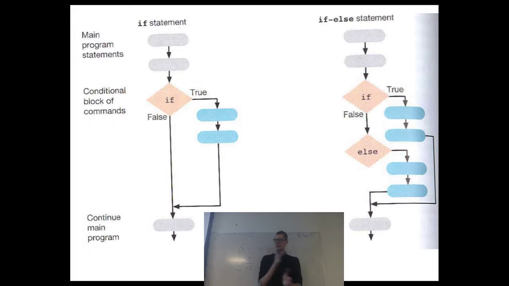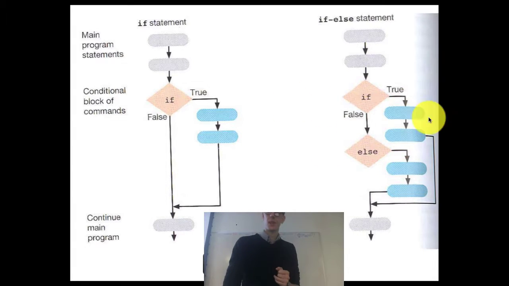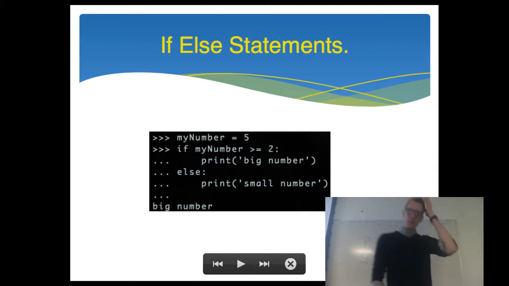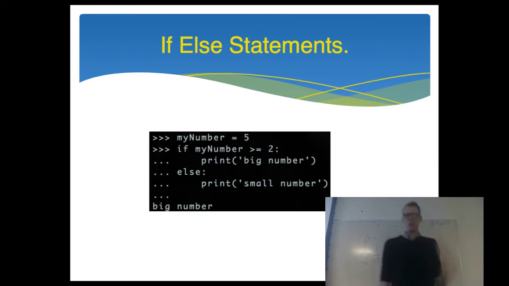So here's where these indentations that I talked about being important come in, because Python decides what code to run based on what it's indented underneath. So if the code is indented under the if statement, it's going to run if the condition is true. If the code is indented under the else statement, it's going to run if the condition is false. And then at the end, it will go back to running whatever's after it line by line. So let's see an example.